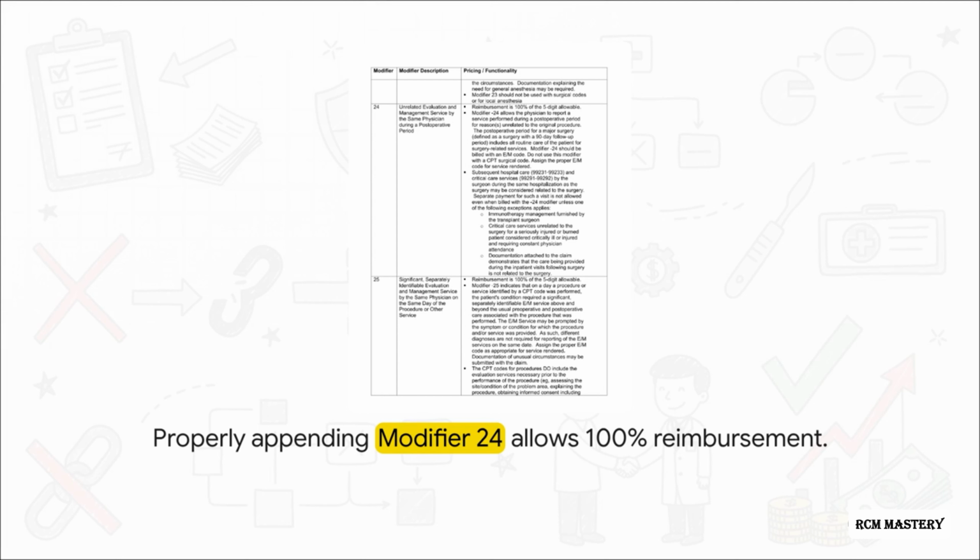When you successfully use modifier 24 in the right situation, your reimbursement is 100% of the allowable amount. That's huge. But look closely at the emphasis on documentation. To actually secure that full payout, you've got to attach documentation to the claim, proving without a shadow of a doubt that the care was truly unrelated.